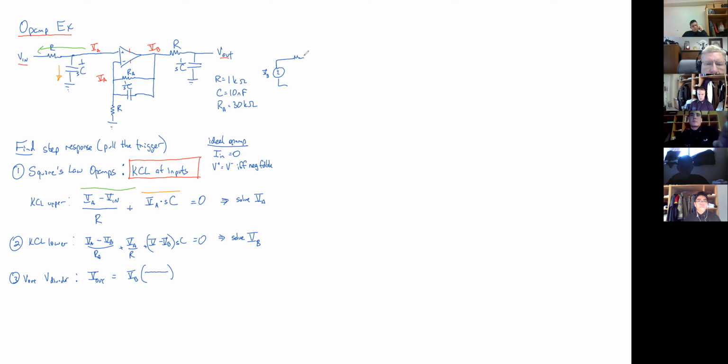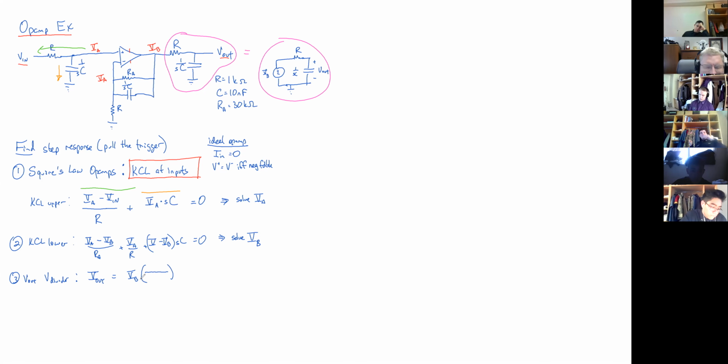And we've got an R here, and we've got this 1 over SC over here. And we're calling the bottom ground. And we want to find V out. And we've defined V out as that voltage across 1 over SC relative to ground. So now with this different view, where this portion is exactly equal to what this is, tell me what our V out is.